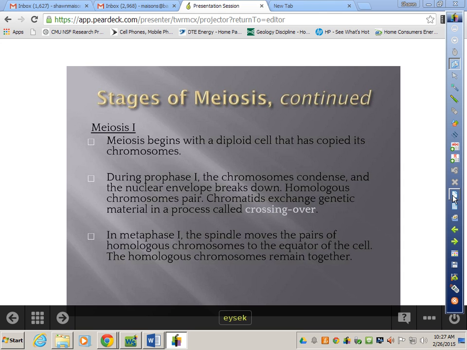Now, we are going to talk about each stage as we go. You might want to have an area or a piece of paper or something to draw these out. I'm going to have you draw them later.